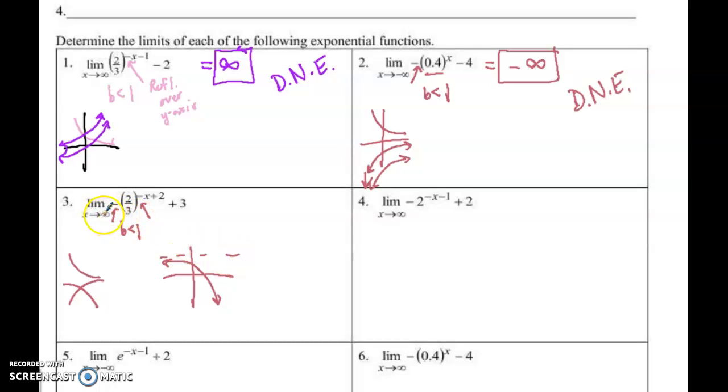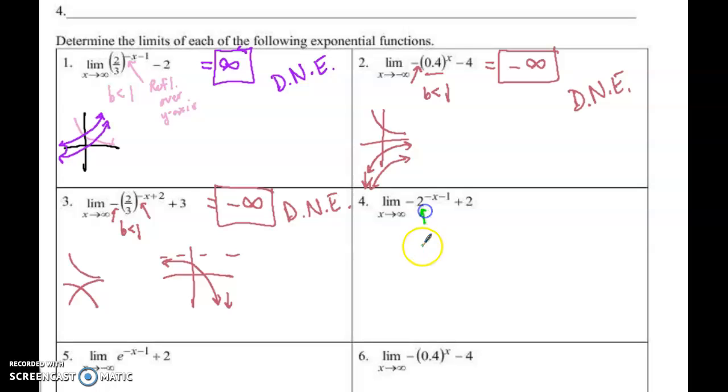So what's my actual answer? As x goes to positive infinity, that's infinitely to the right. It is going infinitely down, so my actual answer here is negative infinity. That does not exist. Okay, moving forward with the next one.